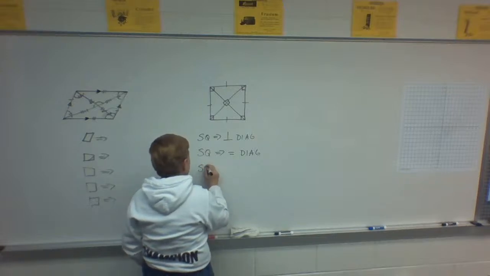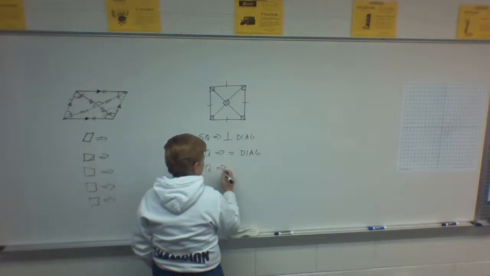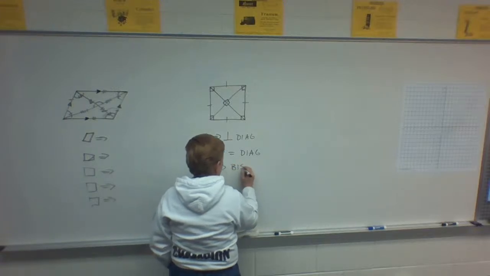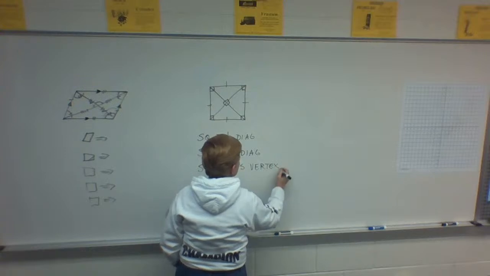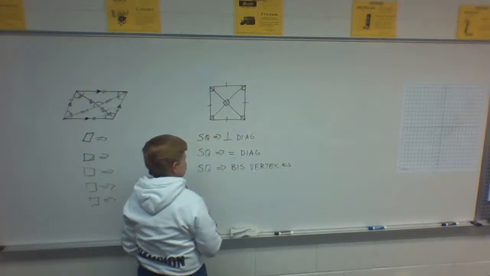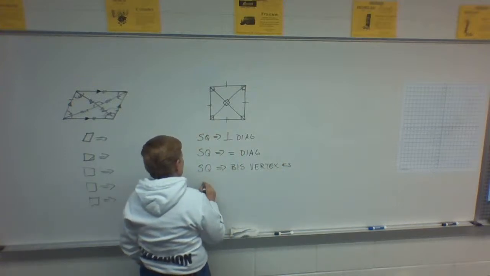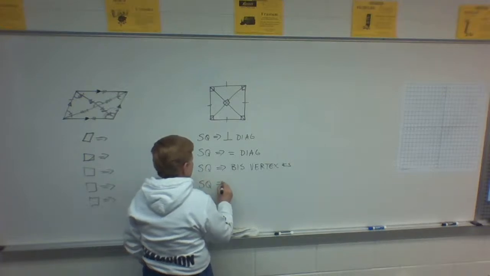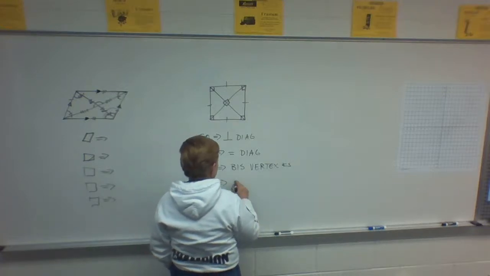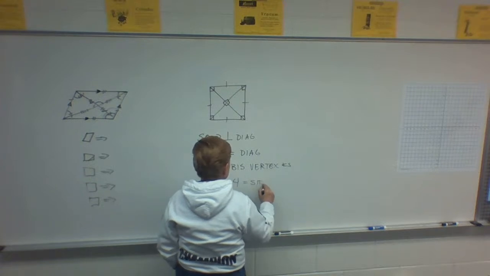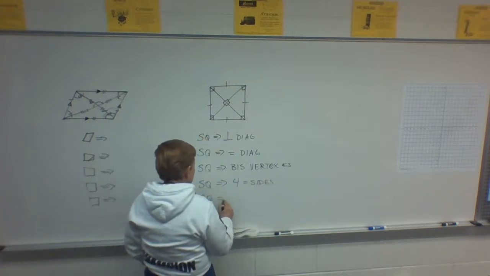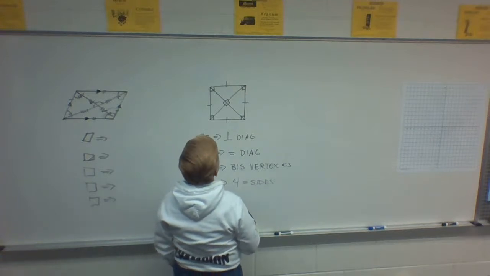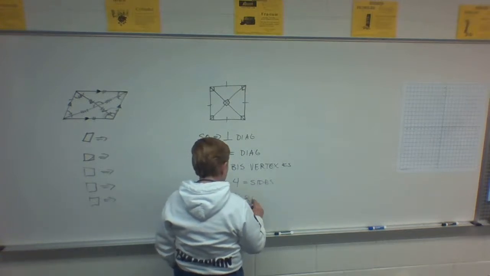Squares also imply bisected vertex angles because squares are rhombuses. That was a property of rhombuses. Squares also have 4 equal sides because they are rhombuses. Squares also have 4 right angles because they are rectangles.